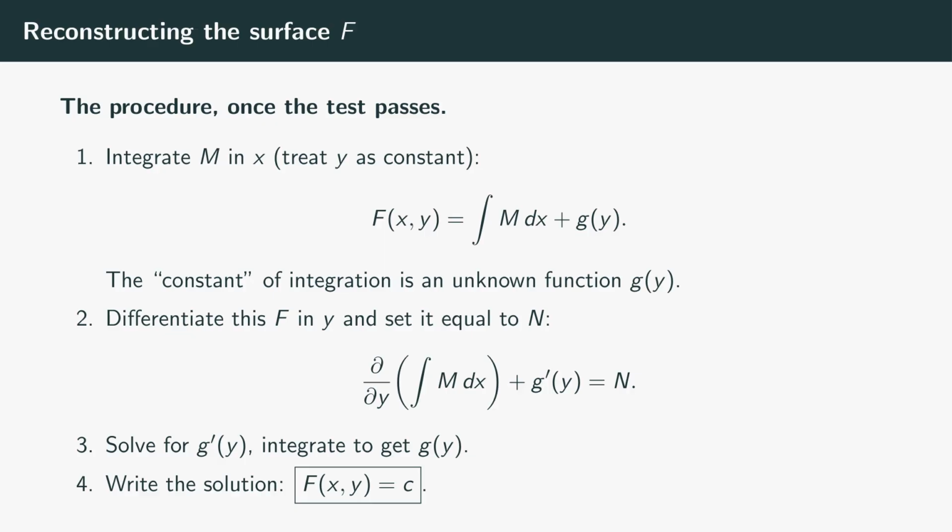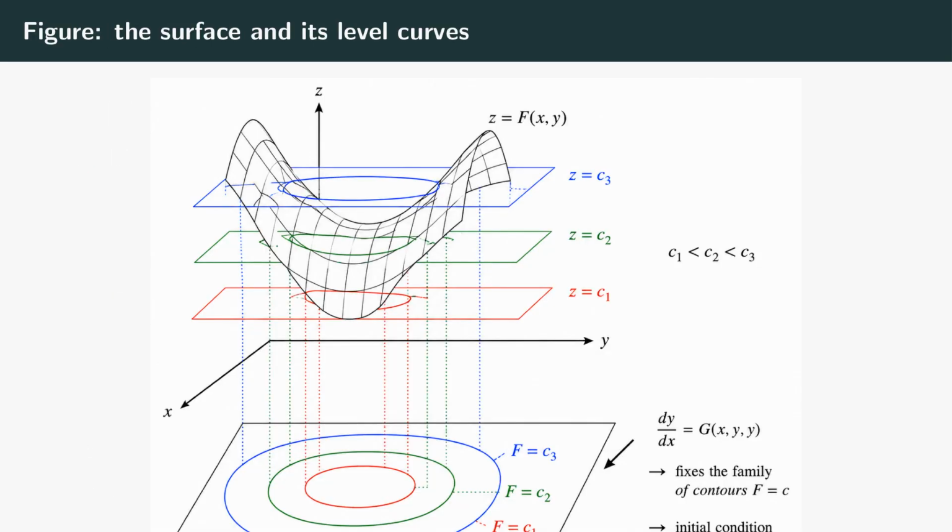The solution of the differential equation is simply f of x and y equals a constant. One line, one contour family. Let me show you the geometry on one canvas. Floating above the plane is a smooth surface, the graph of z equals f of x and y, shaped a bit like a saddle.